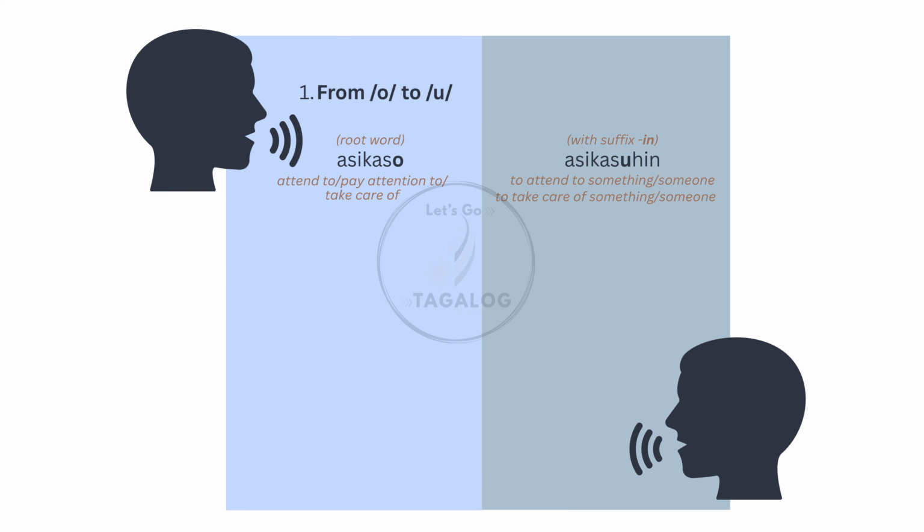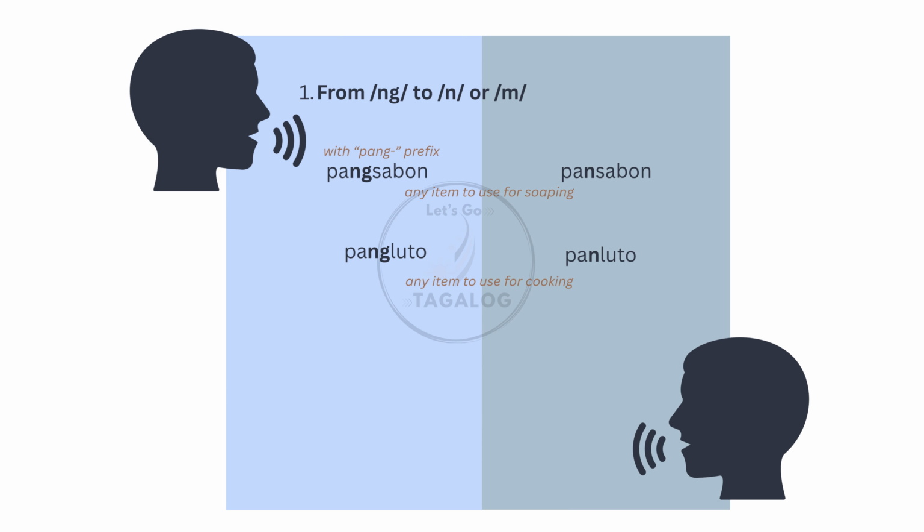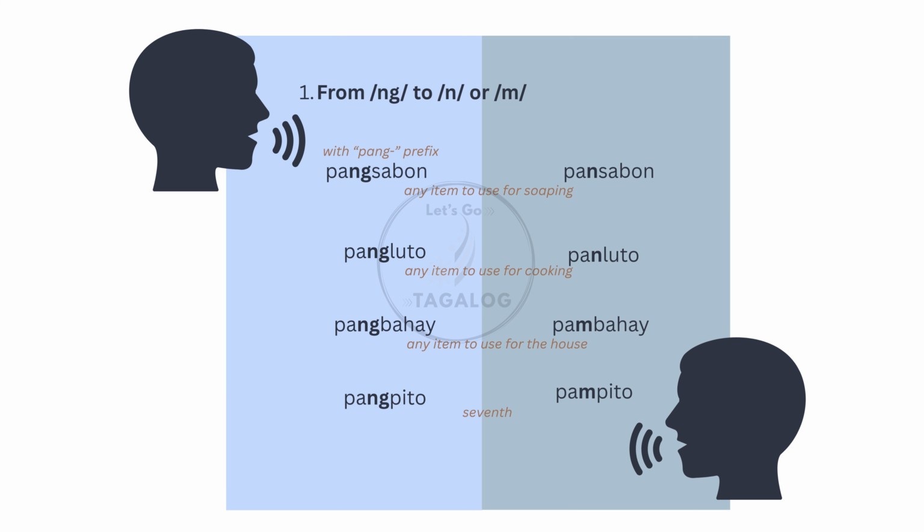Next, we have o to u. Example, asikaso changes to asikasuhin. Dukot becomes dukutin. Next, we have ng to n or m. With pang affix, we have pangsabon turns to pansabon. Pangluto becomes panluto. Pangbahay shifts to pambahay. Pangpito changes to pampito. Try them.